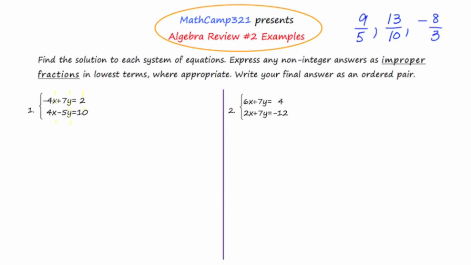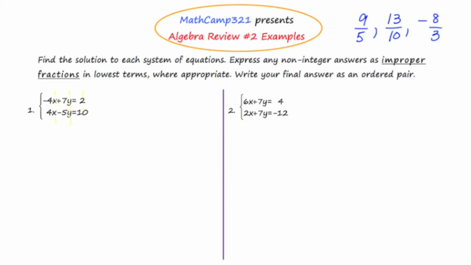To decide which variable to cancel out, you want to look at the coefficients. If you look at the coefficients of x, we have a negative 4 and a 4. If you look at the coefficients of y, you have a 7 and a negative 5. Since we're trying to get variables to cancel out, I think negative 4 and 4 is the way to go, because if we add those together, they're just going to drop right out.